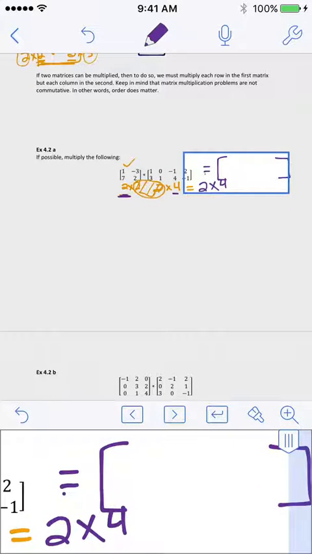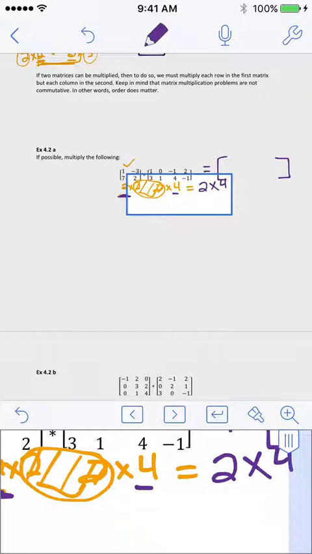Because that's where I'm going to put my final answer. Alrighty. Now let's actually talk about how we're going to multiply these. The reason we need to check these sizes is because it's a very specific algorithm.